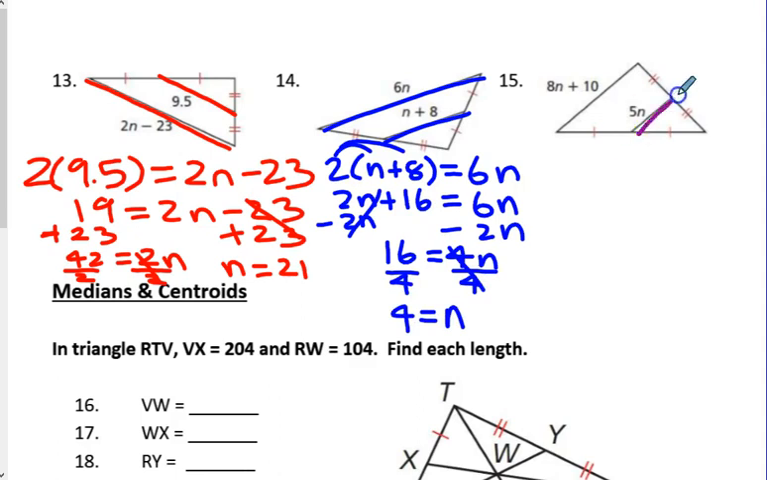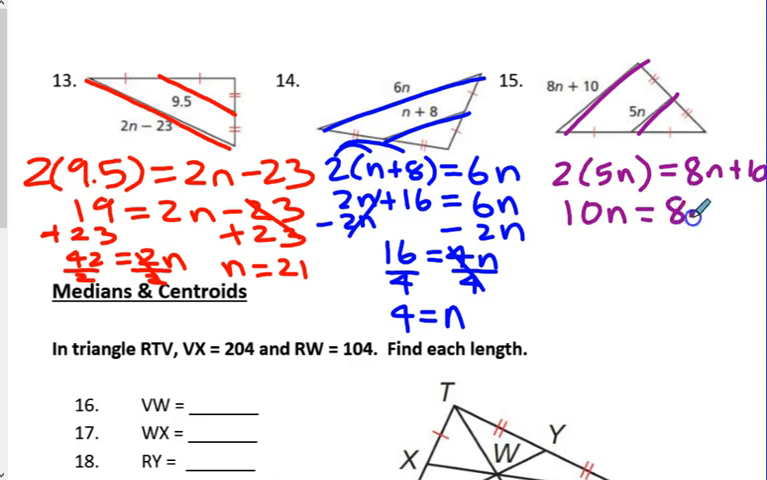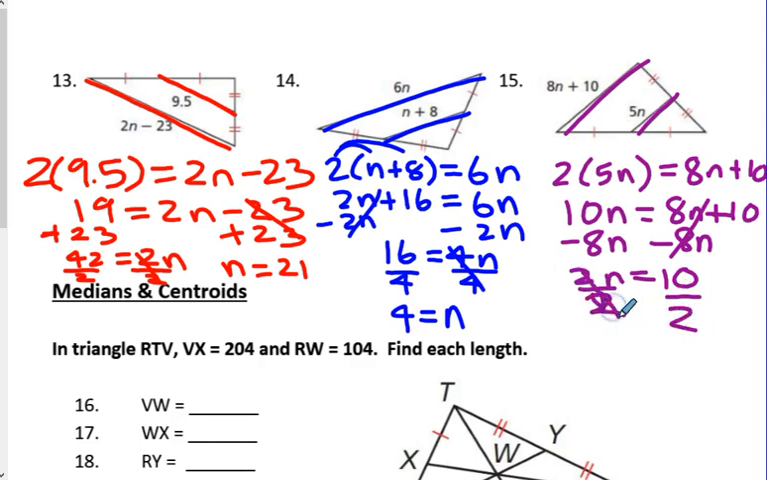Last but not least, mid-segment times 2 equals the parallel side. So 2 times 5n equals 8n plus 10. 2 times 5n is 10n equals 8n plus 10. N is on both sides, just like number 14. Get rid of the smaller n. Minus 8n, minus 8n, 2n equals 10, divided by 2, that's 2, and I get n equals 5.